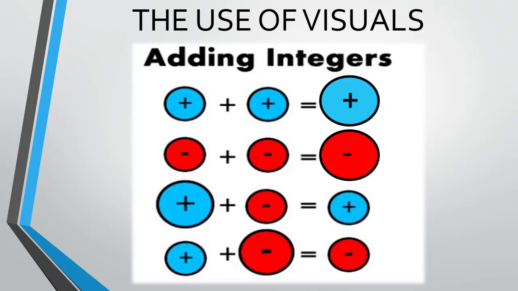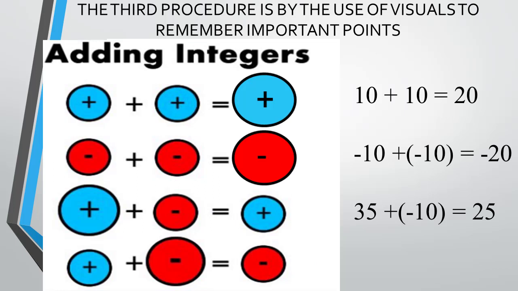The third set of circles represents adding a positive integer with larger quantity or absolute value as compared to the negative integer, resulting in a positive sum. Our example of our third set of circles is 35 plus negative 10 equals positive 25. As you can see, 35 here represents the bigger positive circle, and the result of which is also positive.